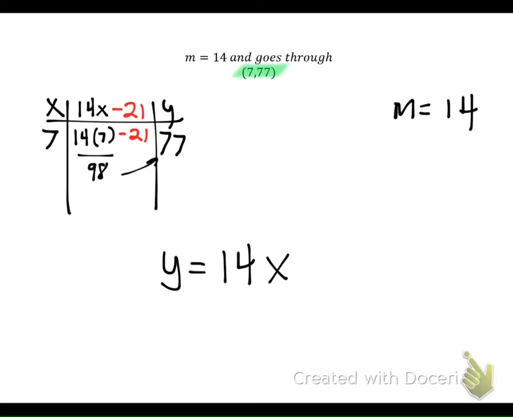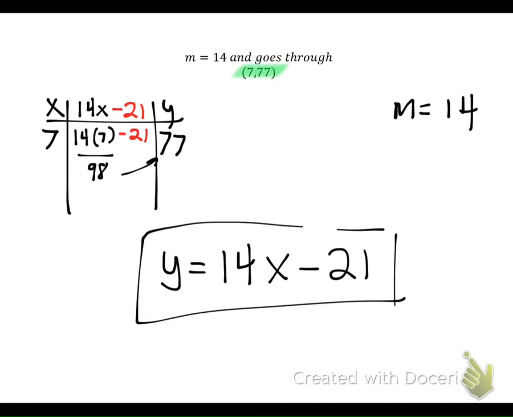So using that table, we're able to finish off and write my whole equation. Okay, so when you have a point, put it on the table, use that slope as your coefficient, and see what do I need to add or subtract to get to my y value.